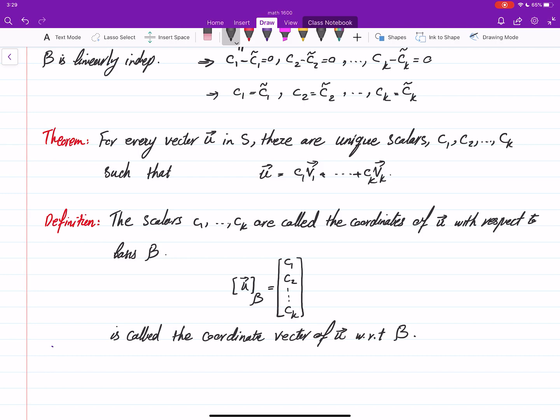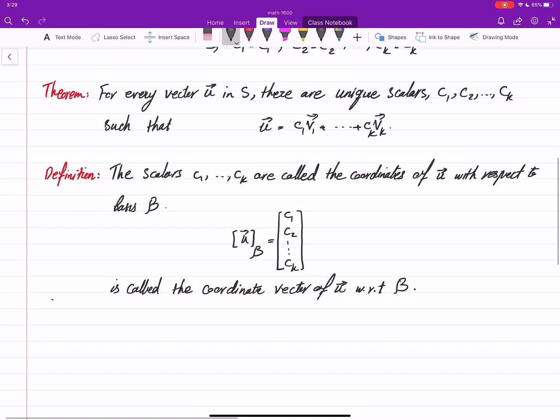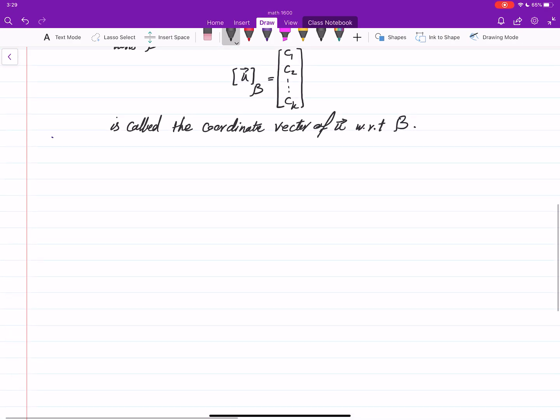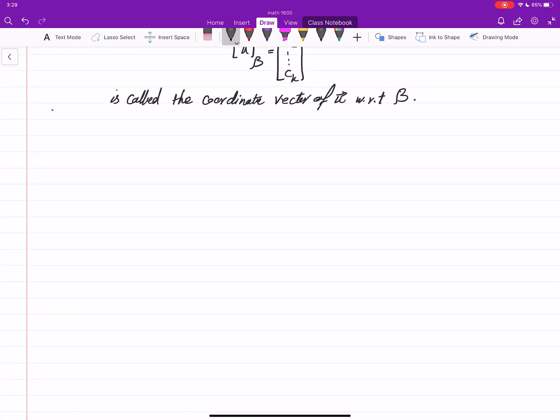Okay, so the coefficients of the linear combination of v1 up to vk are called the coordinates of that vector with respect to that basis. Okay, let's do some examples here.